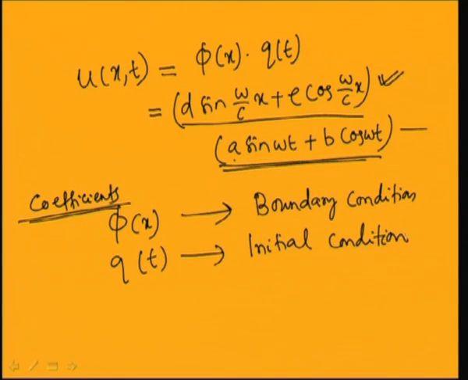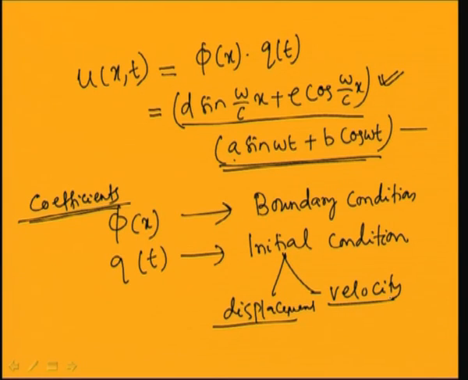So, we can have two initial conditions, the first one is displacement and the second one is velocity. So, from these two initial conditions you can find two equations which will give A and B. And in the boundary conditions in this one dimensional system, at the left end you have one boundary condition and at the right end you have the other boundary condition. So, you have two boundary conditions. Taking those two boundary conditions you can determine the constants D and E.